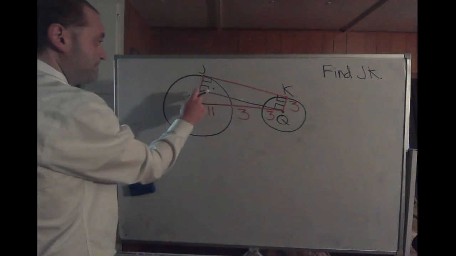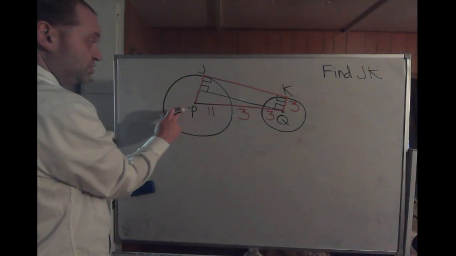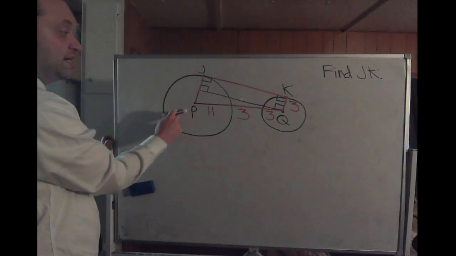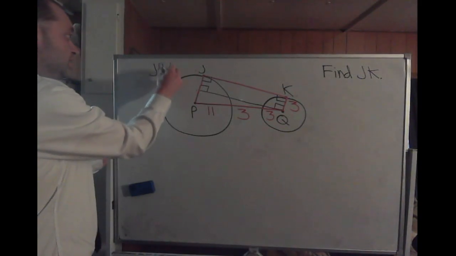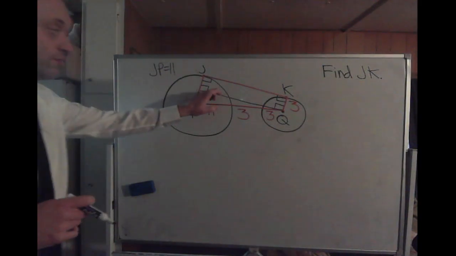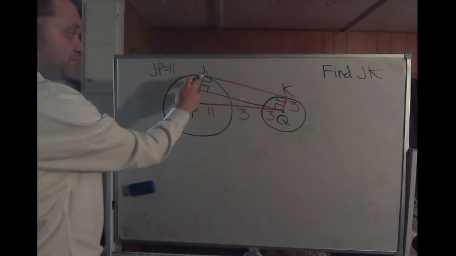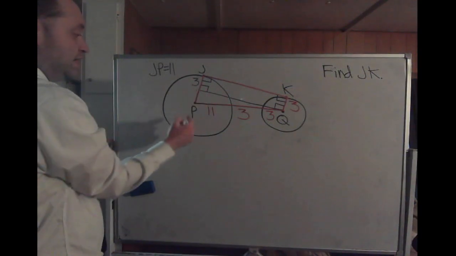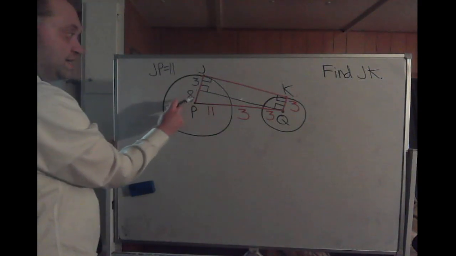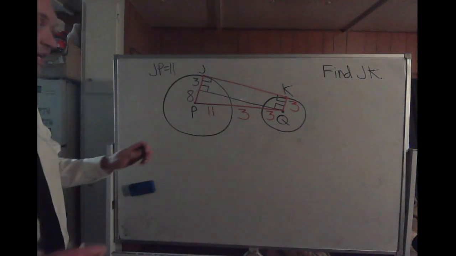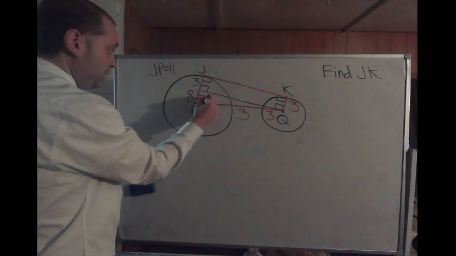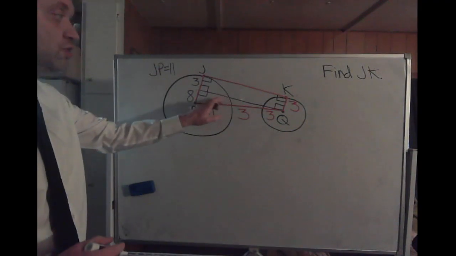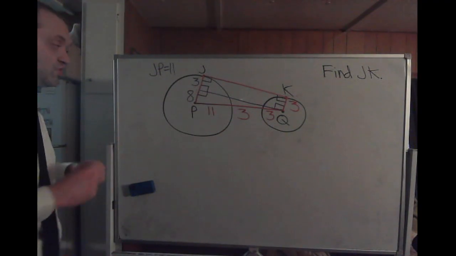So here, JP would also ultimately have a length of 11, right? JP would have a length of 11 because that's also a radius. So the whole JP equals 11. But we formed a rectangle here. So that means this part of JP would have to have a length of 3. This part of JP would have to have a length of 8 in order for us to get the full length of 11. And then, of course, since we have a right angle here, we now actually have a rectangle and a right triangle, which is going to help us.